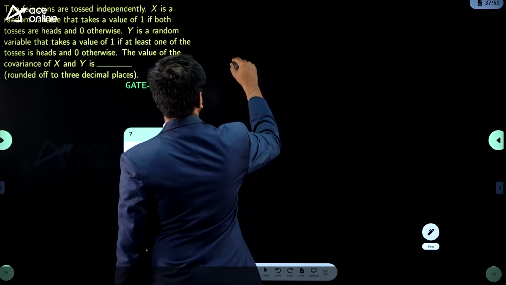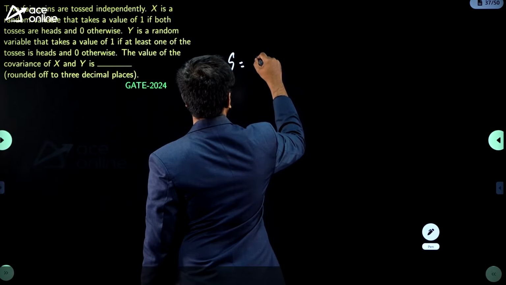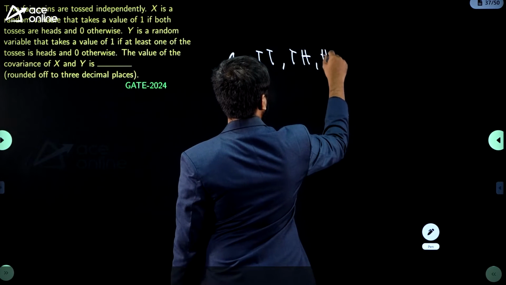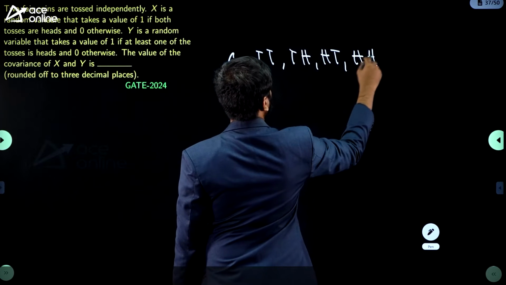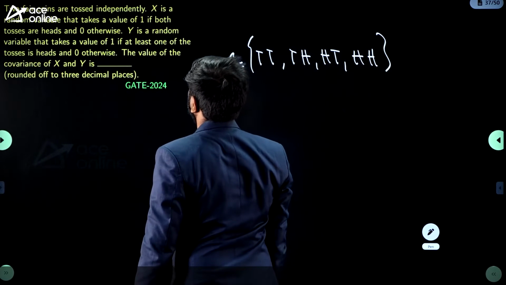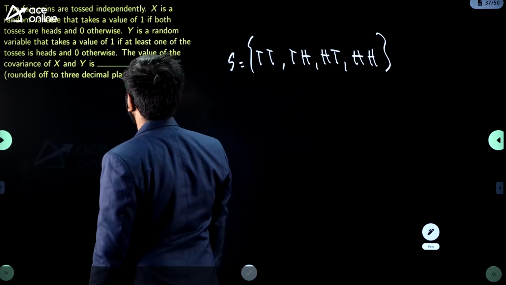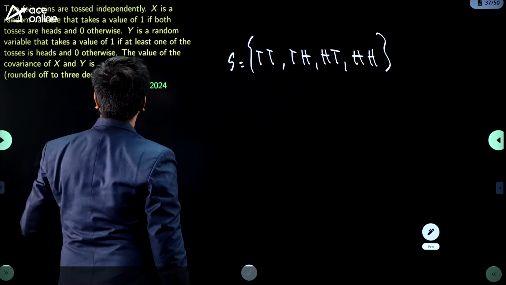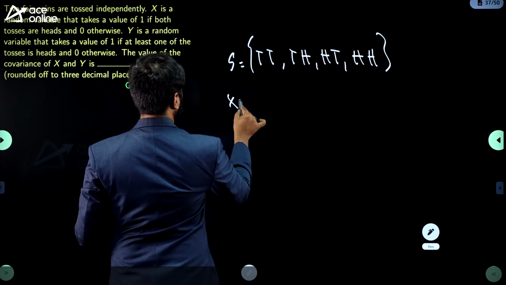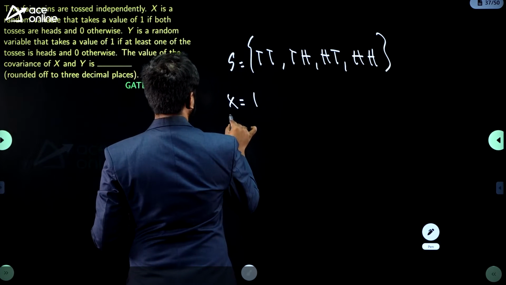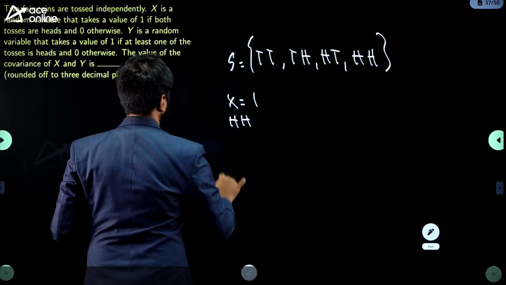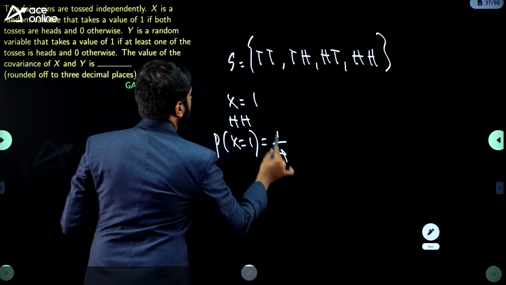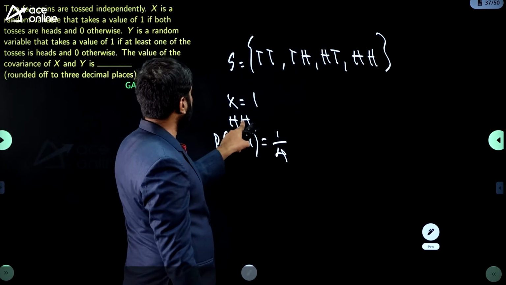When two coins are tossed, what is the sample space? Sample space contains points like tail tail, tail head, head tail and then head head. This is the sample space. He defines x. X is a random variable that takes a value 1 if both tosses are heads. So in which case when both are heads, that's fine. So what's the probability of x equal to 1? The probability of x equal to 1 is clearly 1 by 4, because the probability of head head is 1 by 4.